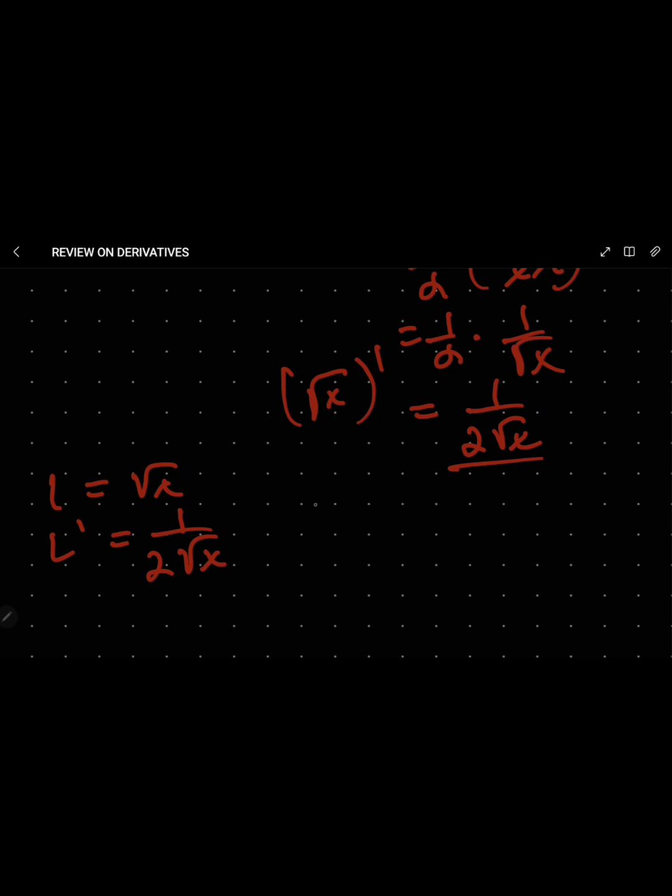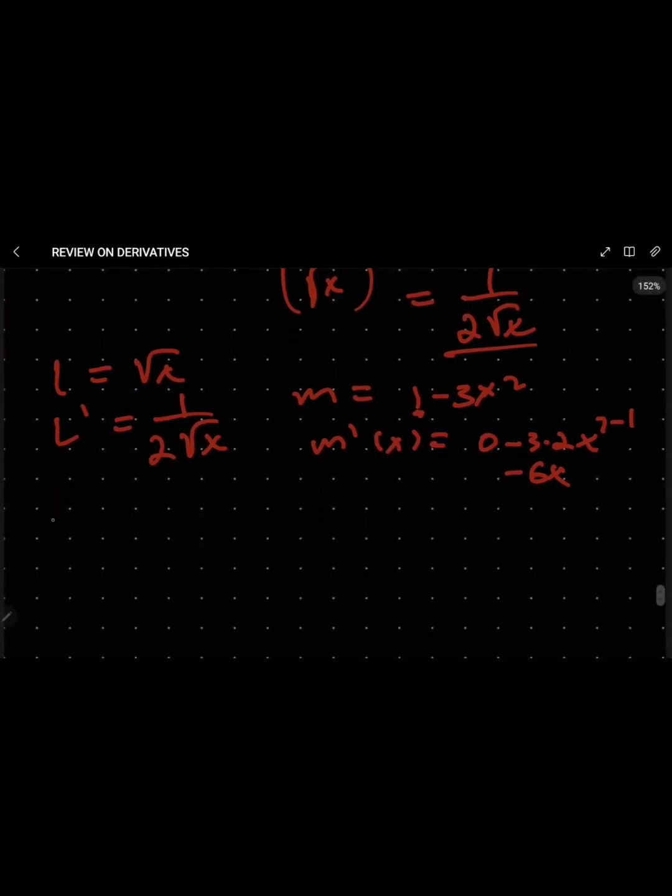Then we have another function. So m is equal to 1 minus 3x squared. What is the derivative of m of x? The derivative of 1 is 0, minus 3 times 2, then x to the power of 2 minus 1. So this is minus 6x.